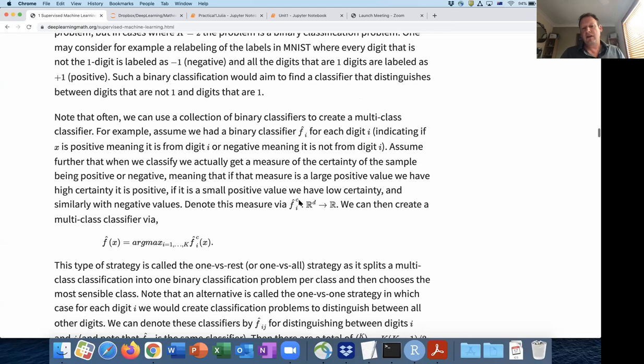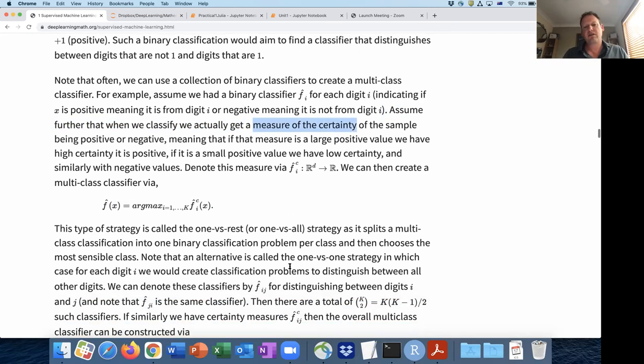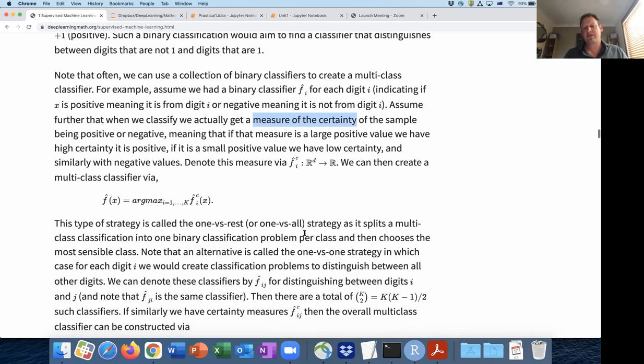So when you have this, what you can do is create a classifier, which we'll call a multi-class classifier, because it tells you if something is a one, a two, a three, a four, up to a K. It's not just a binary classifier. You create it by just choosing the i which maximizes this belief measure, this measure of certainty. Now, this strategy is called the one versus rest, or the one versus all strategy.